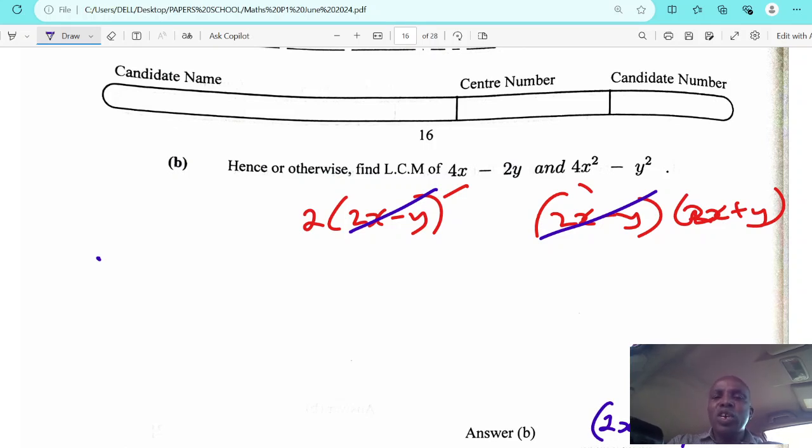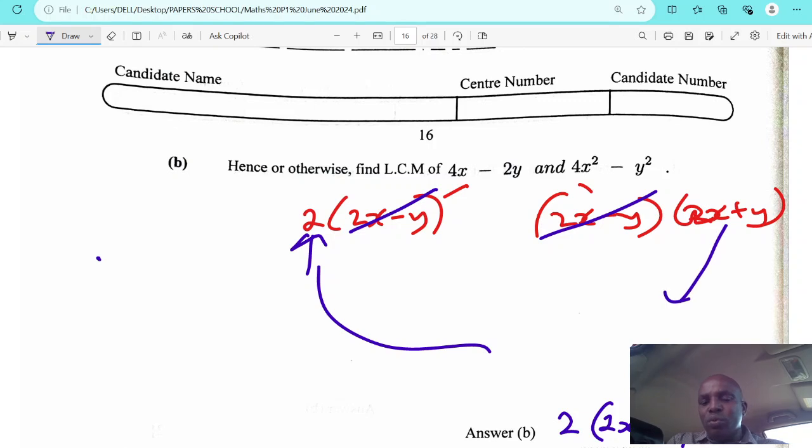Now, for the lowest common multiple, you also take the other thing that we didn't cancel here. We have 2 here. You take it and put it here. Then you also have this one, 2x plus 1. You also put it here. That's the lowest common multiple.